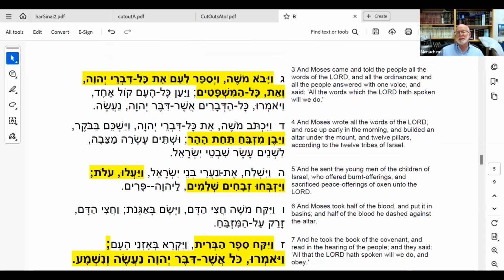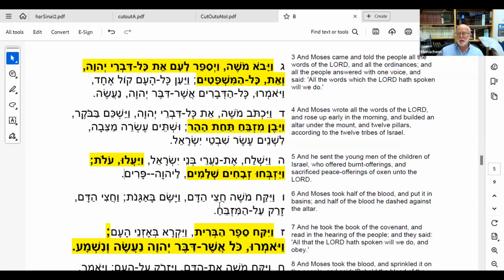Moshe sends Naarei B'nai Israel, whoever they are, probably young people. But they're offering, and they bring olot and shlamim. Remember, we have a big celebration. Remember, if there's zevachim shlamim, that means we eat the meat. It's a place of kiddush. And we have the best meat, parim. We have cows. We had a lot when we left Egypt.